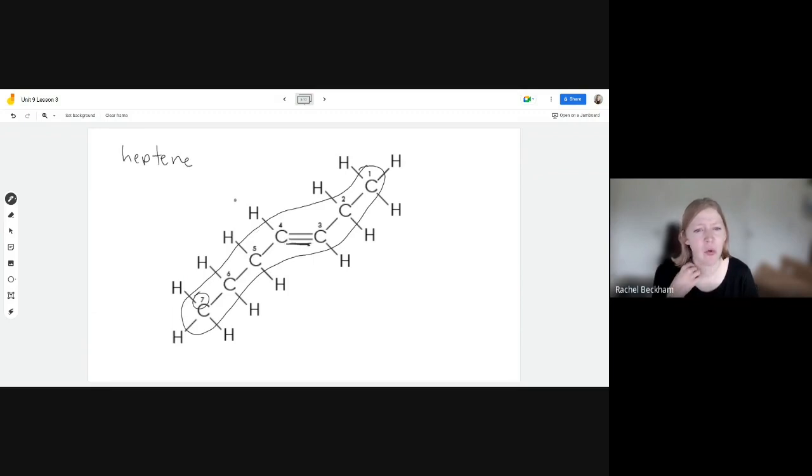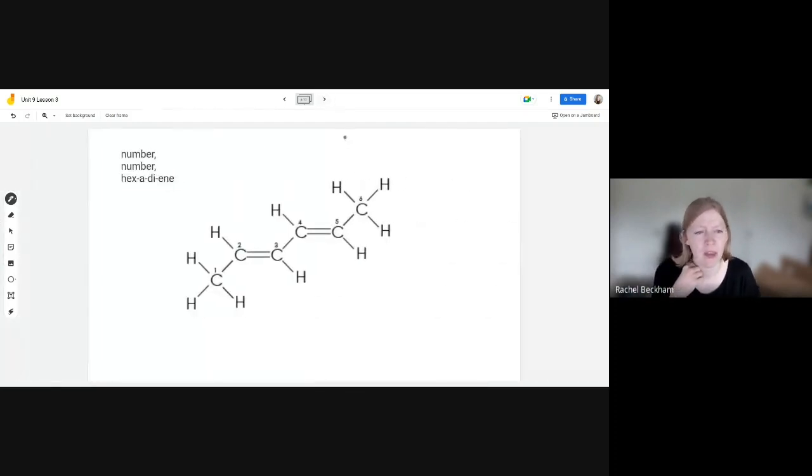And then we need to show where it's coming off. You might want to call it 4-heptene. But actually, when you read it from the beginning, you want to show the lowest number first. And so it's not 4-heptene. It's actually 3-heptene, okay? Because it starts at carbon 3 and continues on to carbon 4. So 3-heptene.